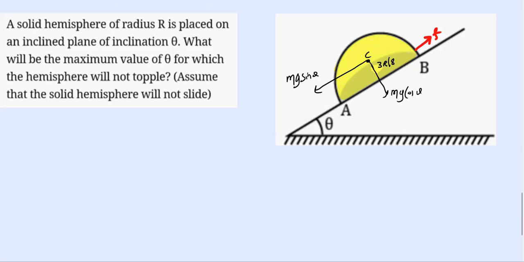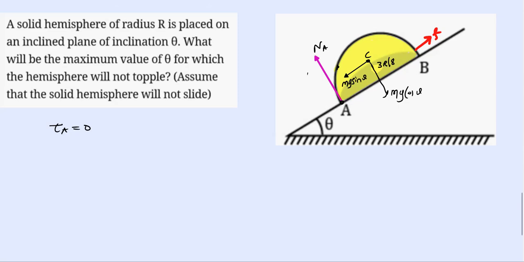Now we bring the normal reaction here. The normal reaction will pass through point A, and this will be mg sine theta. We'll take the net torque about point A. Net torque about point A should be zero.